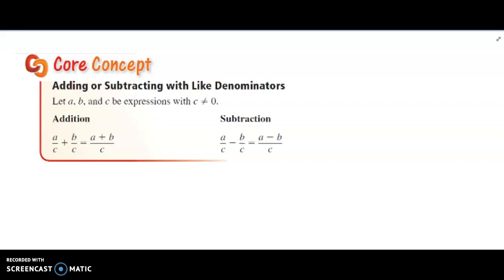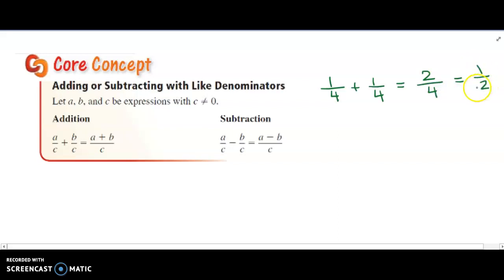All right, so this is the video for section 7.4 part day 1, and we're going to talk about how to add and subtract rational numbers. So if we just go back to the very basics, say we have 1/4 plus 1/4. Hopefully you remember that when we have something like this, we get 2/4, which simplifies to 1/2. The one thing I want to note is when we have like denominators, we add the top and we keep the bottom.